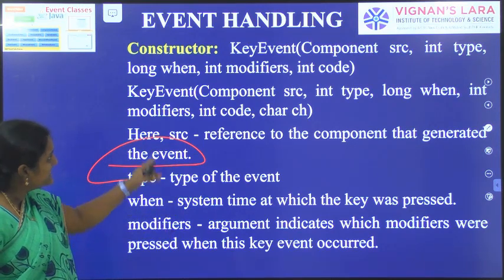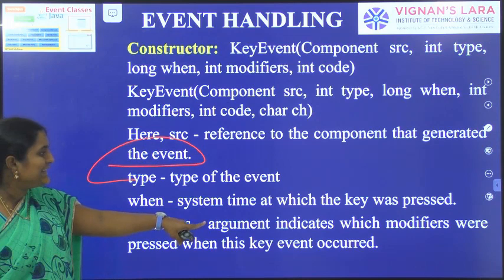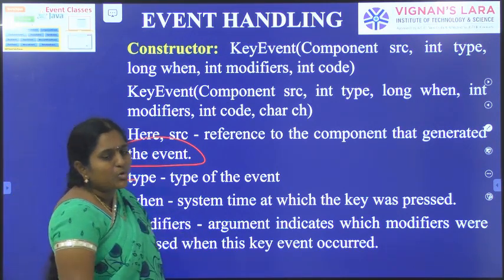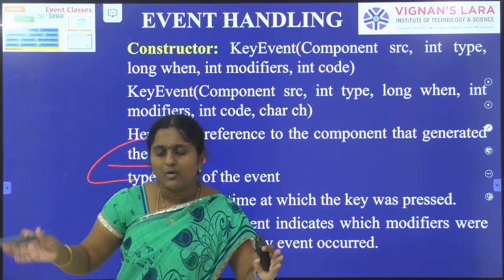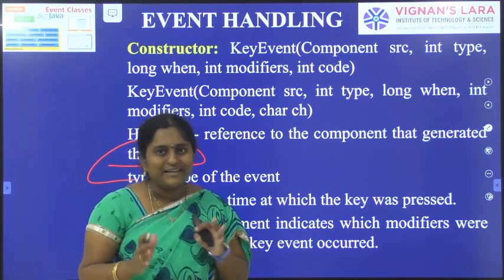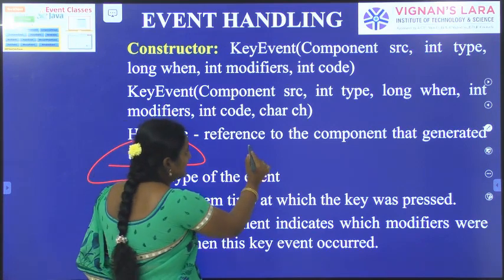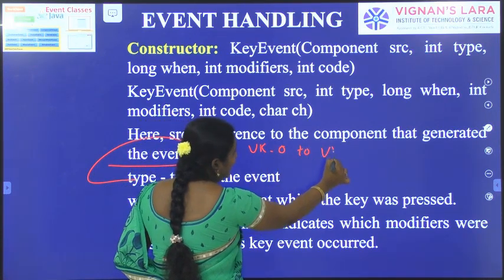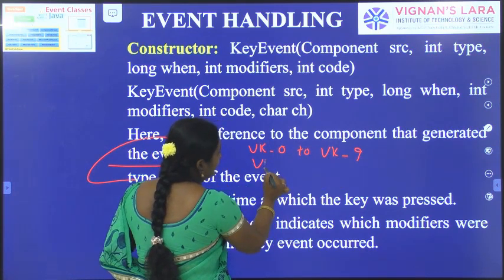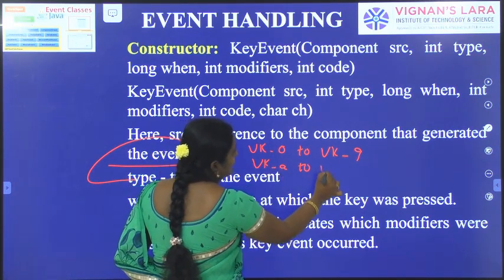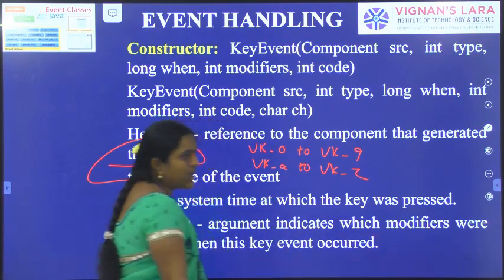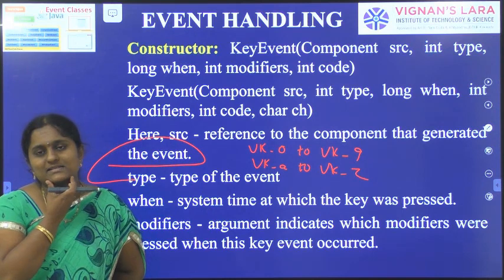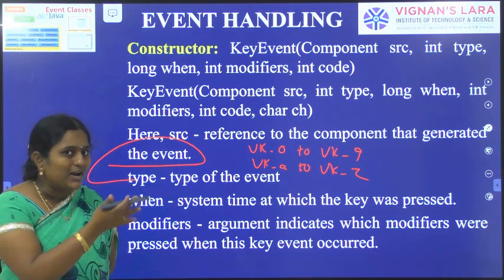Next one, modifiers, int modifiers. Modifiers indicate which modifiers were pressed when this key event occurred. In the keyboard there are a number of keys, the virtual keys. Virtual keys VK_0 to VK_9. Next, virtual keys VK_A to VK_Z, using all 26 alphabets in the keyboard. These are all the modifiers.